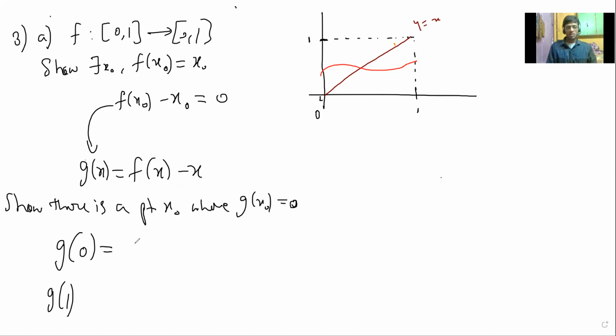Just do it at 0. If you evaluate at 0, it becomes f of 0. And if you evaluate it at 1, it becomes f of 1 minus 1. So now can anybody complete it, please? Chandan, maybe you can say.